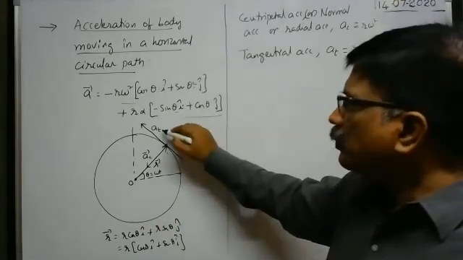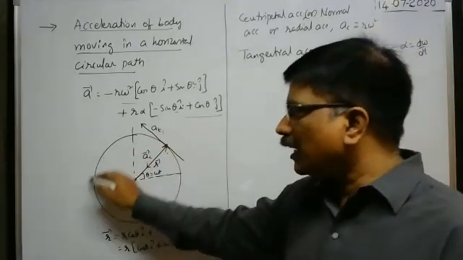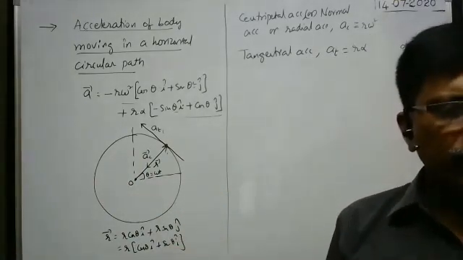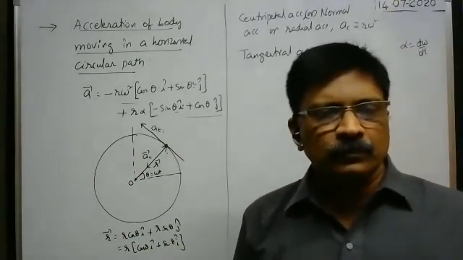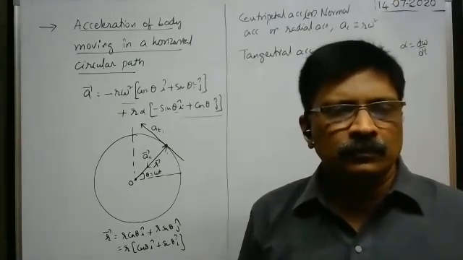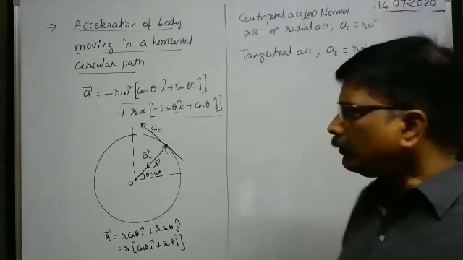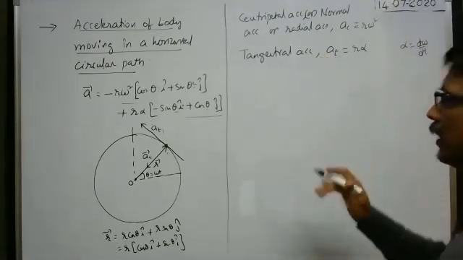So when the angular acceleration is 0, that represents the body moving with constant speed. That means along the tangential direction, as there is no acceleration, the body moves with constant speed. Suppose at this point the speed of the body is v, at this point also the speed of the body is v only. Here also the speed is v only. That does not change. So this is the tangential acceleration.